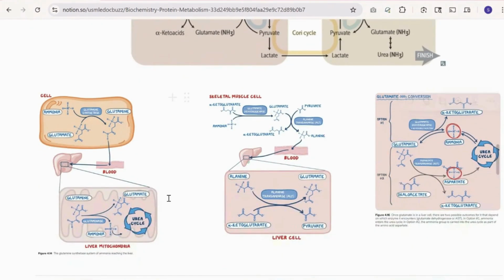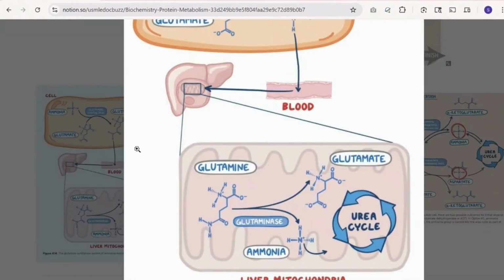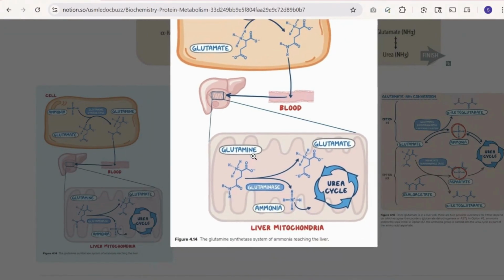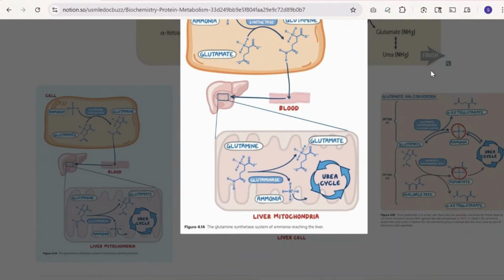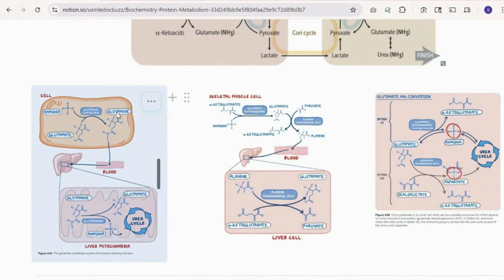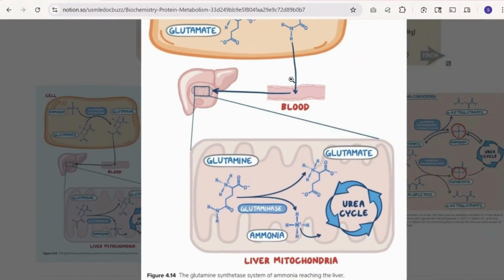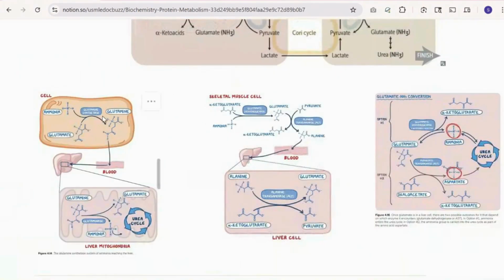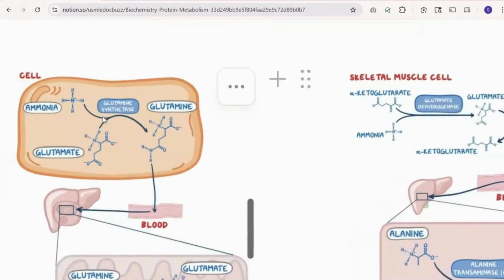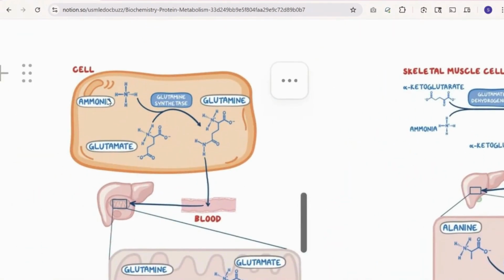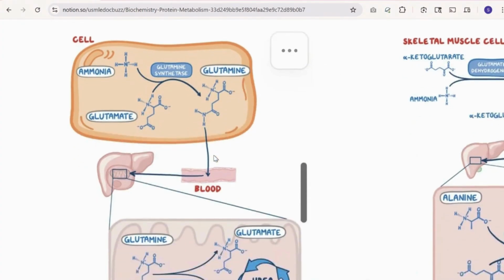Okay, so now let's consolidate all that we've learned into these diagrams here. Let's zoom in. The cell is coming up with these ammonium molecules. Glutamate transfers them. Now, glutamate can turn into glutamine, right? Glutamic acid, glutamate, you add another ammonium on it, and you make glutamine.